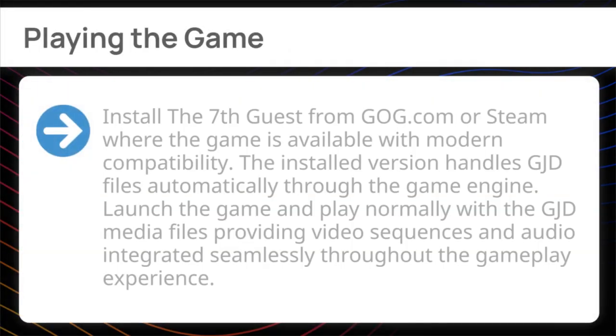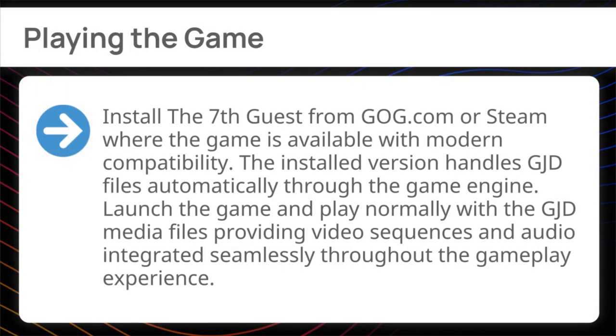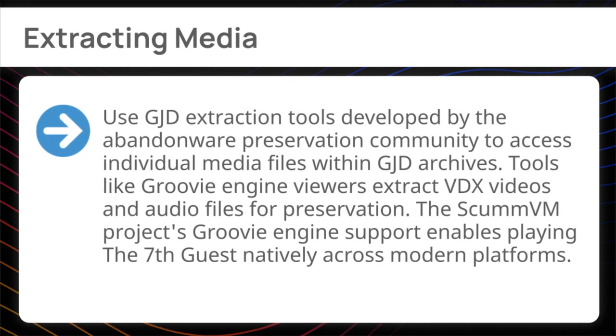First, playing the game. Install The Seventh Guest from GOG.com or Steam, where the game is available with modern compatibility. The installed version handles GJD files automatically through the game engine. Launch the game and play normally with the GJD media files, providing video sequences and audio integrated seamlessly throughout the gameplay experience.